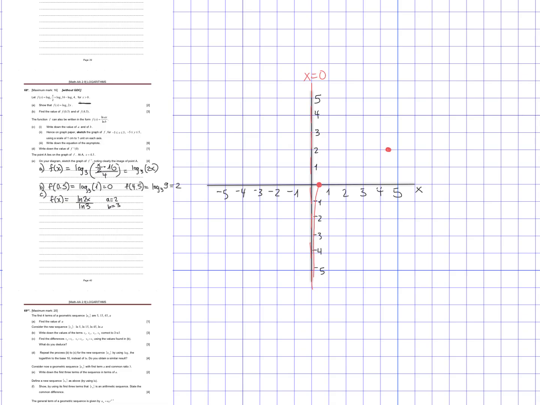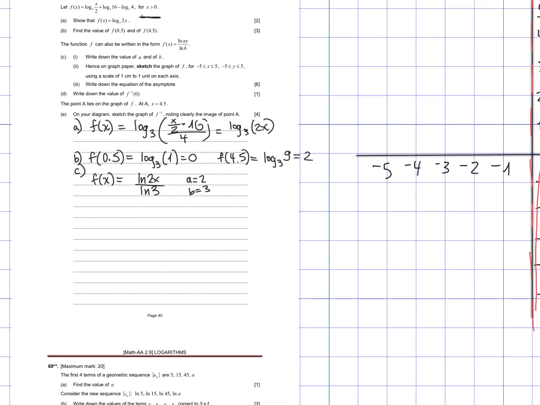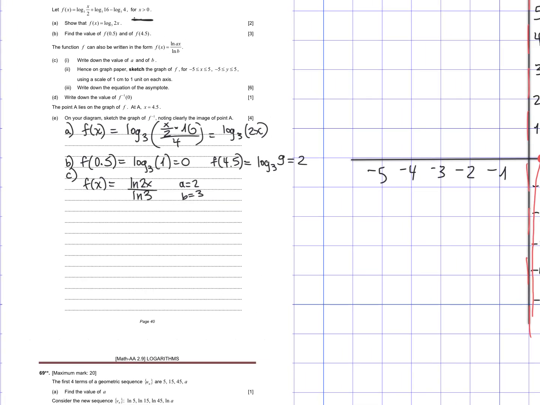And you could get other points in here if you wanted, but yeah, I don't know how easy that is. So that just keeps going up. Okay, that's that. Write down the equation of the asymptote. Did that. So write down the inverse at 0. Well, that's 0.5.